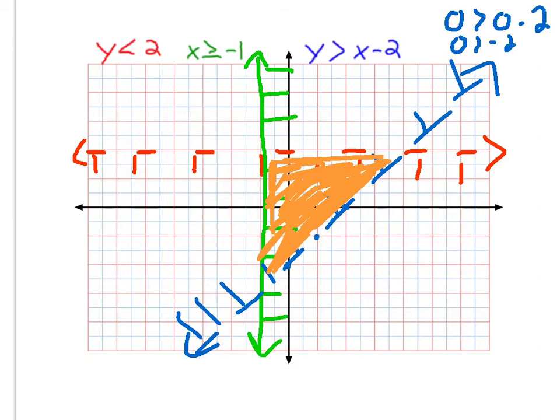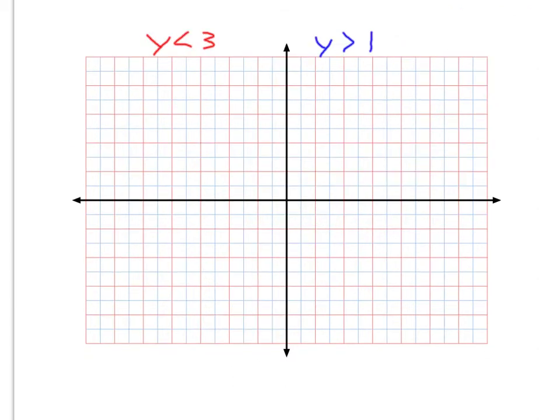Alright, let's move on to another example. Here's another one. So we're going to go ahead and do the red line first. We got y is less than 3. So that's going to be up here at 3. And it's going to be a dashed line going across.